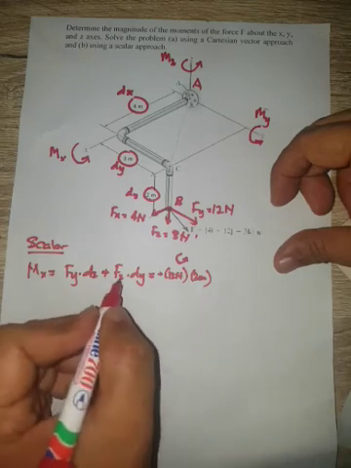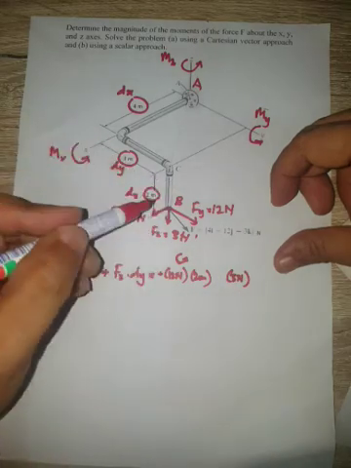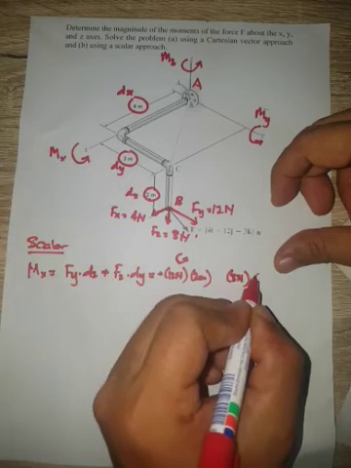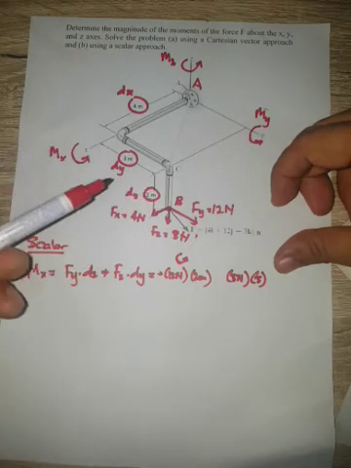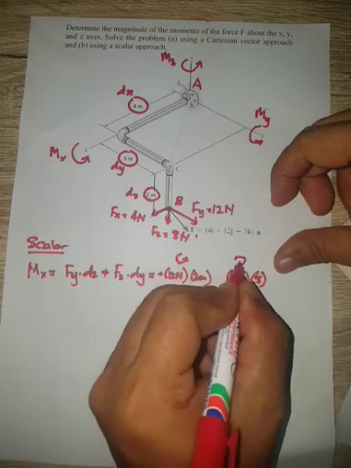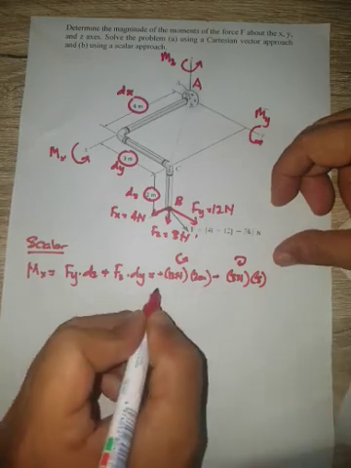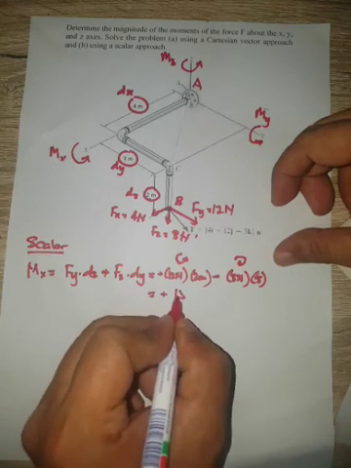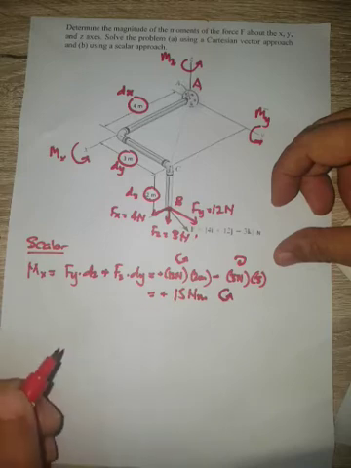And next we have Fz is 3 Newton times the perpendicular distance between this line of action and the x-axis, which is dy, 3 meter. It rotates like this, clockwise, so it is going to be negative. Then we get the answer, positive 15 Newton meter. So it rotates in this direction, counterclockwise.